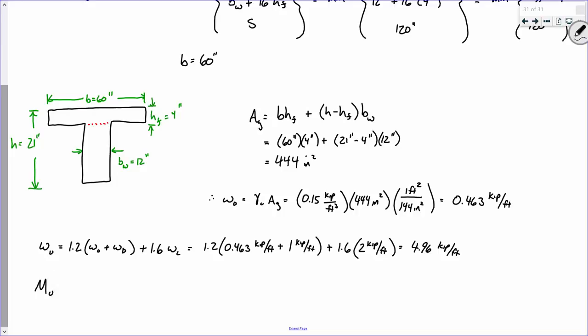This is exciting stuff, isn't it? Now. All right. So how long was the beam again? 20 feet. There we go. So 4.96 kips per foot, 20 feet, don't forget to square that, divided by 8, and Mu is what?